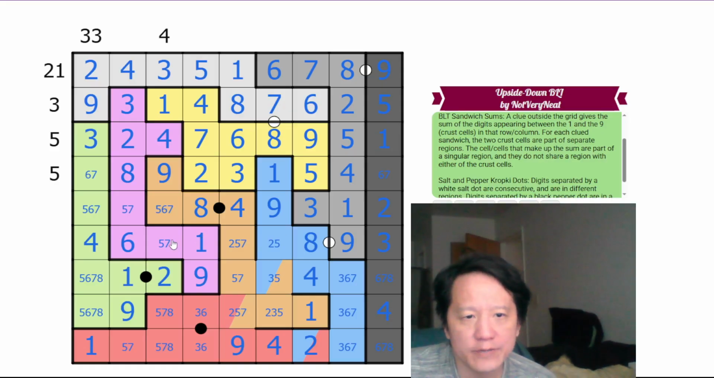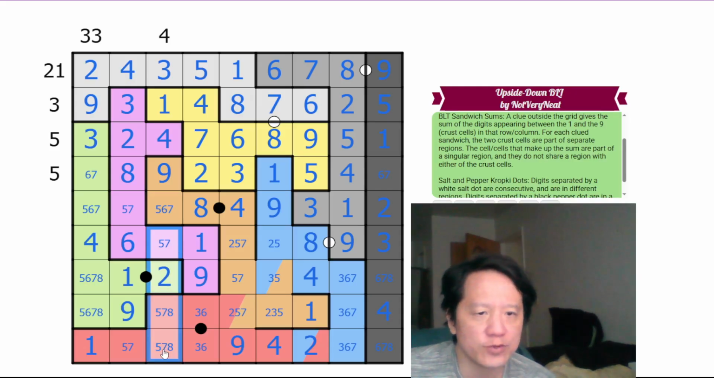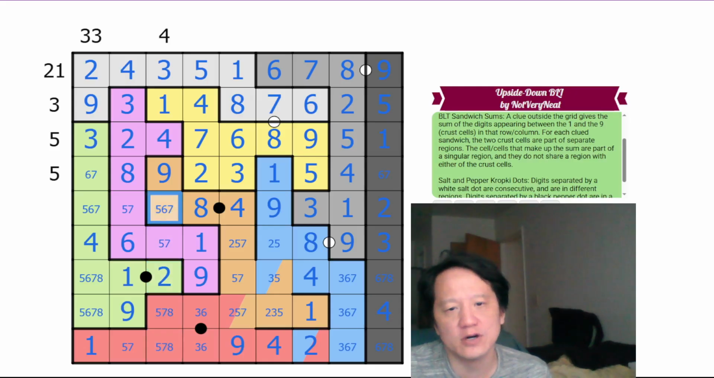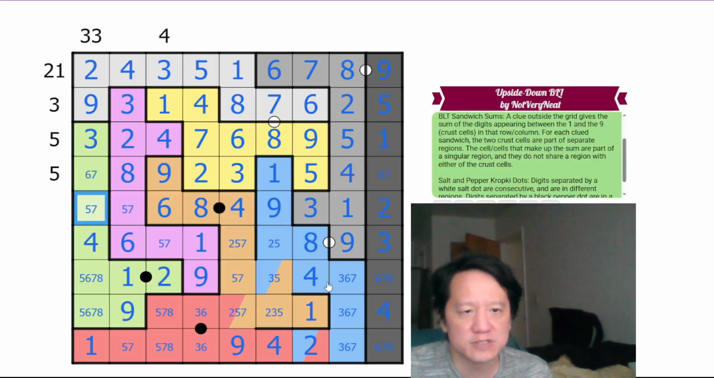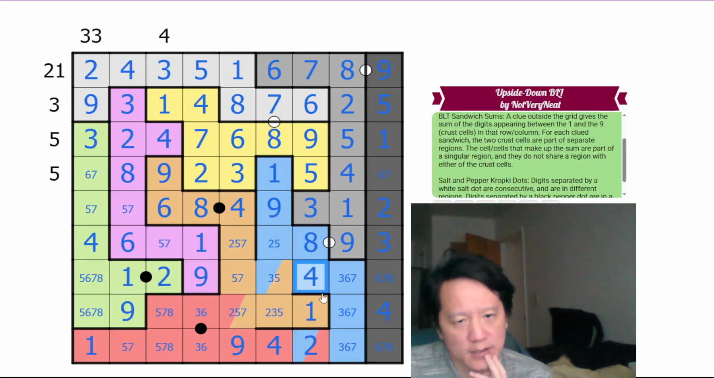Orange, we have a 5, 7, 8 triplet in column 3, which eliminates 5, 7, 8 in the rest of the column. This can't be 5 or 7, so it's 6, which means this can't be 6. It's 5 or 7 as a pair.